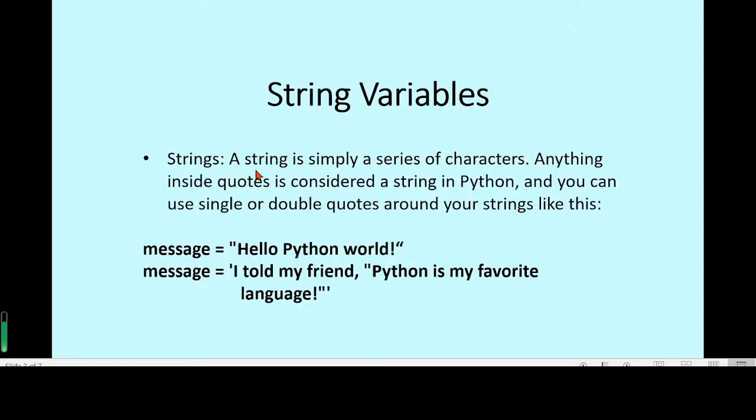So a string is simply a series of characters. Anything inside quotes is considered a string in Python, and you can use single or double quotes around your strings, like this. So this is a string inside double quotes, and this is also a string inside single quotes, but there are also double quotes inside the single quotes.